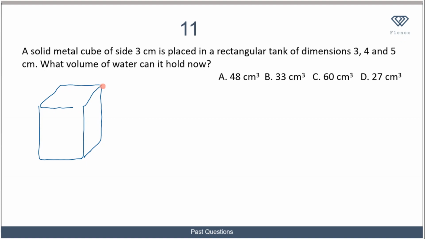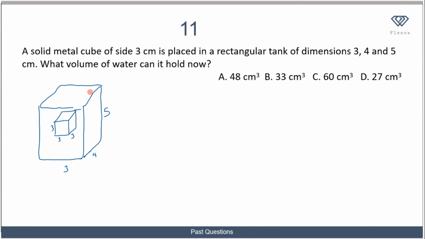And now inside the rectangular tank, we know that the length is 3, breadth is 4, and the height is 5. So inside it, we now add a solid metal cube. So now inside this container over here, there is a metal cube, something of this sort. And the length of the side is what? 3. So all the sides are 3 centimeter.